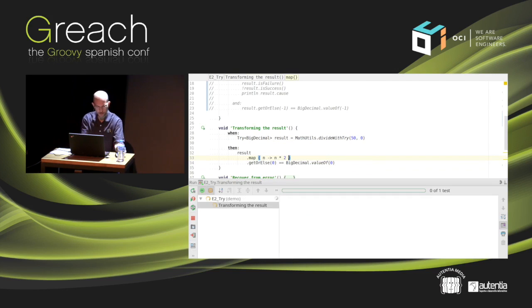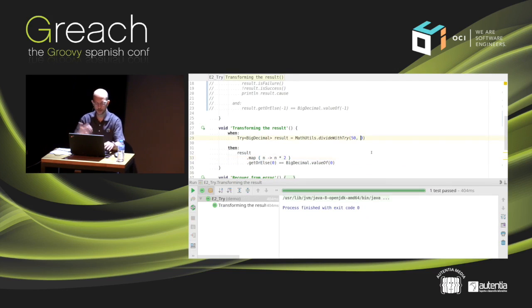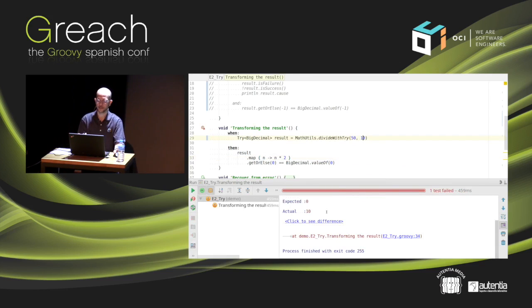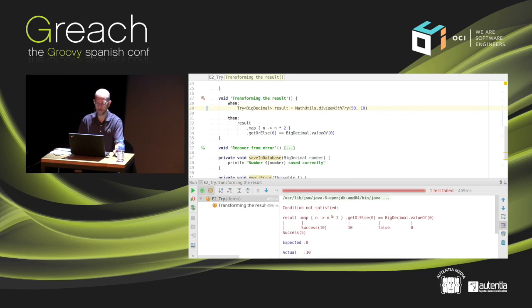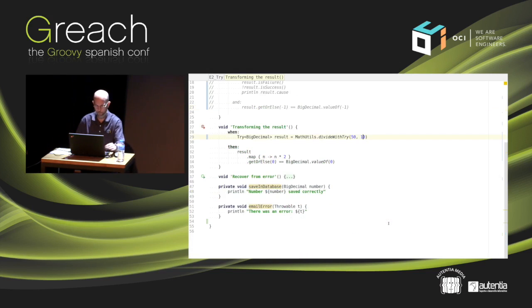So this test is green now. And if I put here some value, the test is going to fail, and it will be because 50 divided by 10 is 5. 5 times 2 is 10. So here, Success of 5, Success of 10, get the 10. Well, it's not 0. Okay?